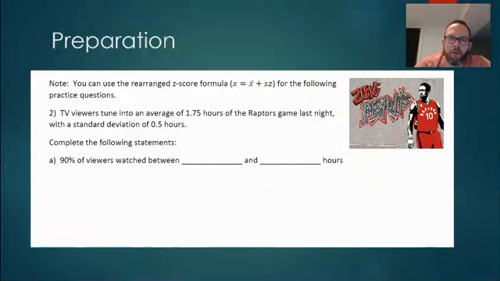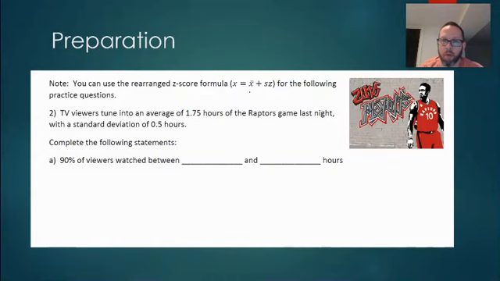So TV viewers tuned into an average of 1.75 hours of the Raptors game last night with a standard deviation of 0.5 hours. And we're going to complete this statement. So 90% of viewers watch between how many hours and how many hours? And you guys can do this because you've got our z-score formula, right? We rearrange that. We've done some of that to find a data value corresponding to a z-score. And you can do this for any normal distribution. If you have the mean and standard deviation and the z-score, you can actually turn those z-scores into meaningful data.